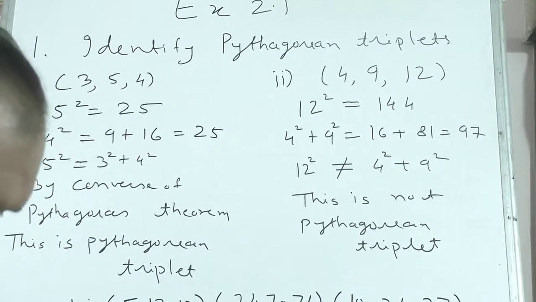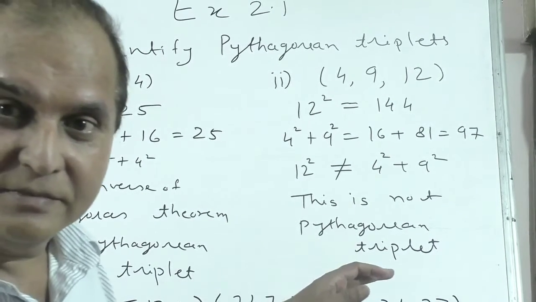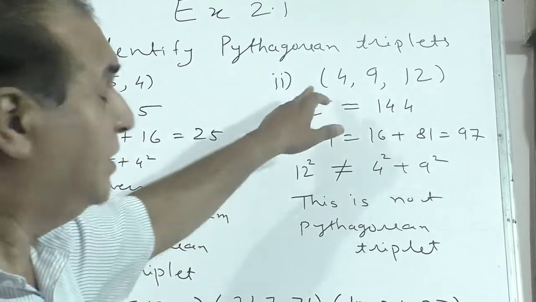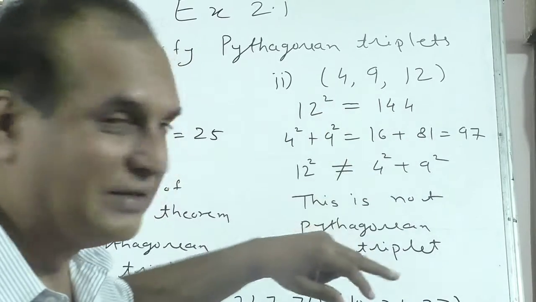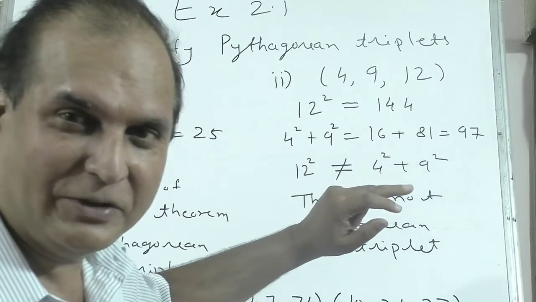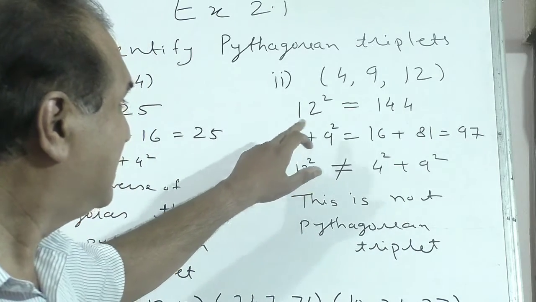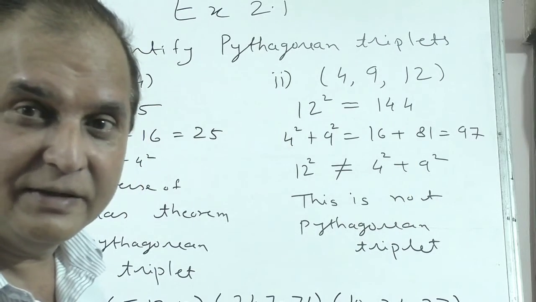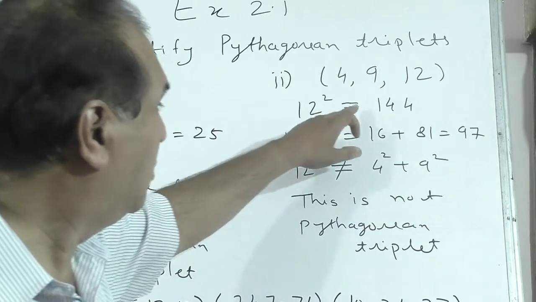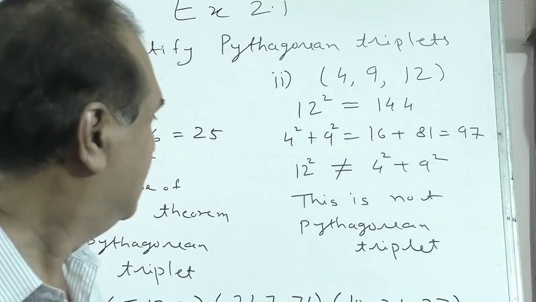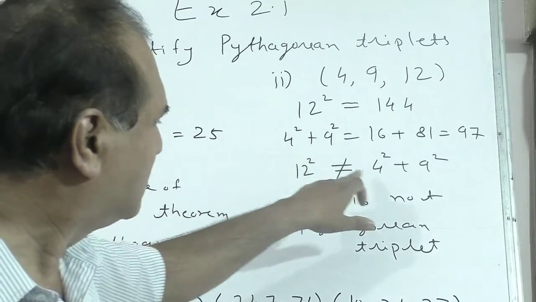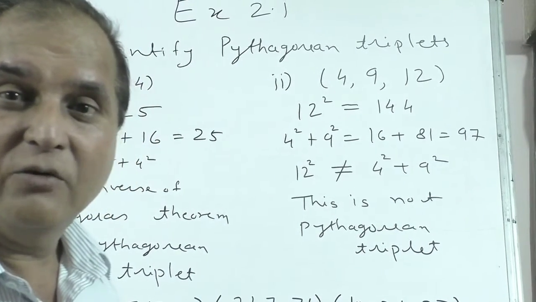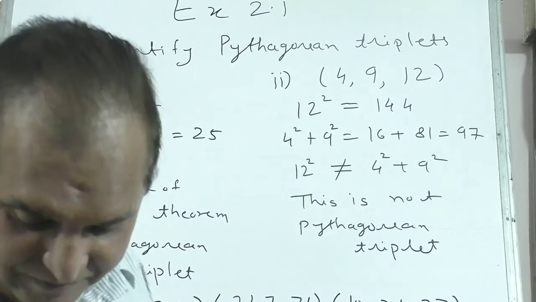But here it is hypotenuse. Second sum. Okay? 4, 9, 12. Understanding? Which is the greatest side? Tell me. 12. 12 square is 144. Right? 4 square plus 9 square, 4 and 9 being the remaining sides, is 16 plus 81, that comes to 97. So 144 is not equal to 97. So 12 square is not equal to 4 square plus 9 square. So this is not a Pythagorean triplet, as the converse of Pythagoras theorem is not satisfied.